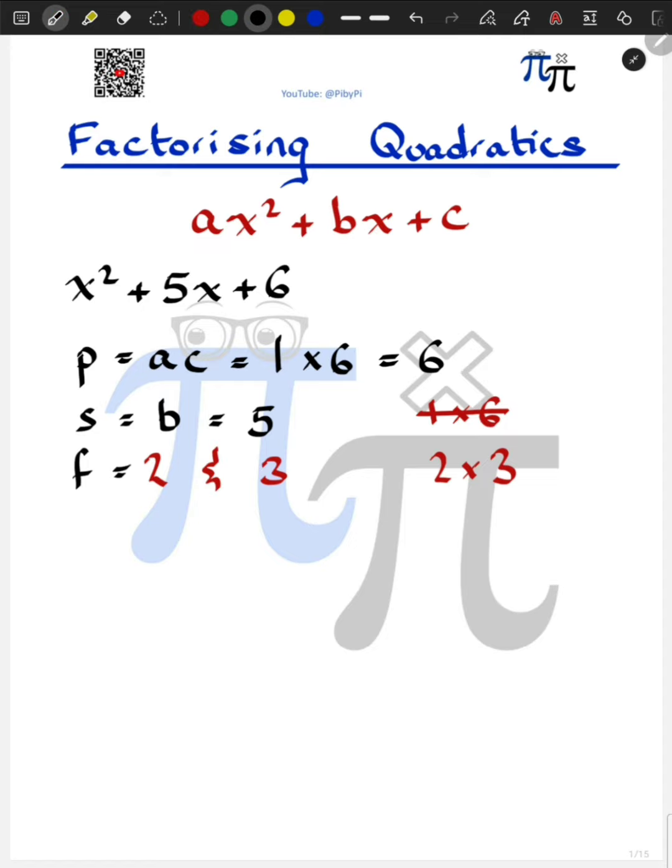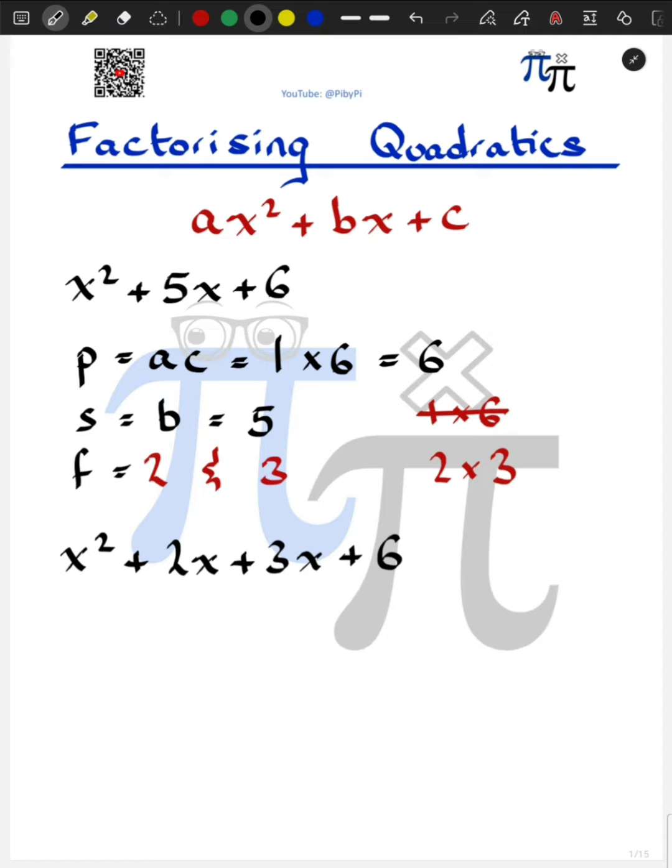Now that we've identified the factors, what we're going to do is rewrite what was given as the question. But in place of the b term, the 5x, we're going to include what we have found as our factors. So 2x plus 3x plus 6. And you notice that we haven't really changed anything, because if you were to collect your like terms, you would still end up with x squared plus 5x plus 6.